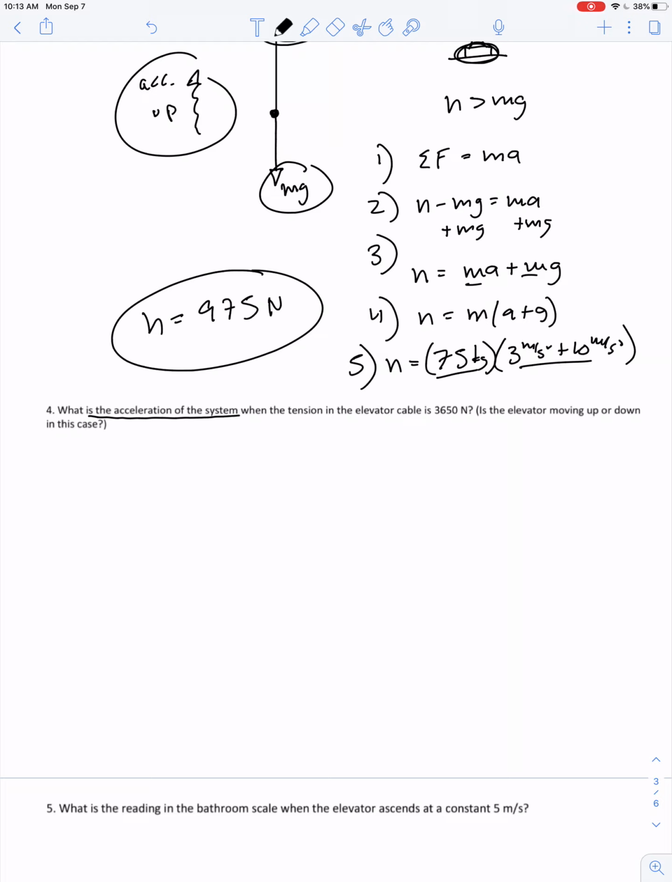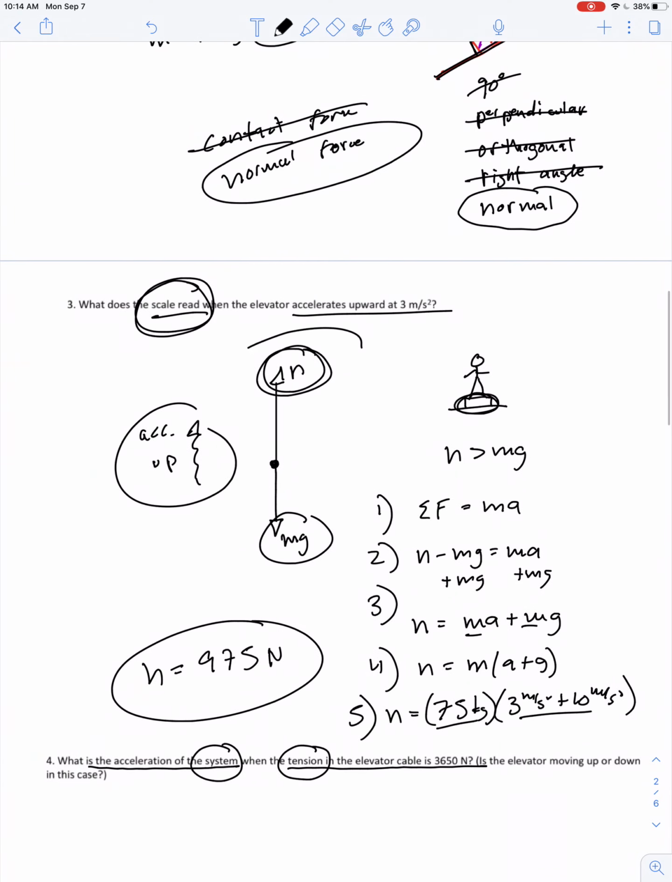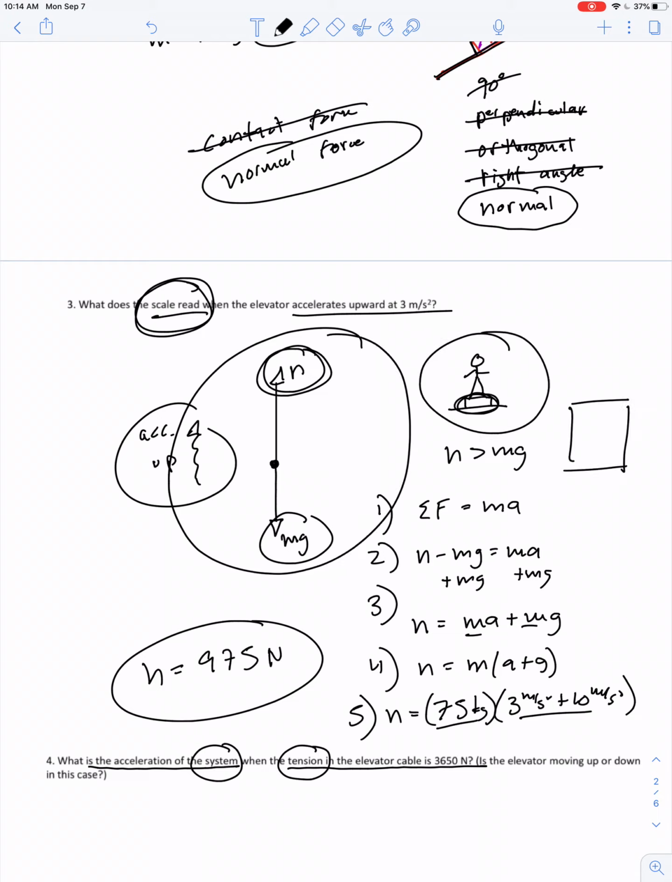What's the acceleration of the system if the tension in the cable is 3,650 newtons? So because the question references the system, and we have to figure out something about the tension, we need to make a free body diagram for which tension shows up. And by the way, why didn't tension show up in this free body diagram when we are considering the person? After all, the person stands in this elevator, and that tension pulls upward on the whole system, so why isn't that tension pulling up on him?